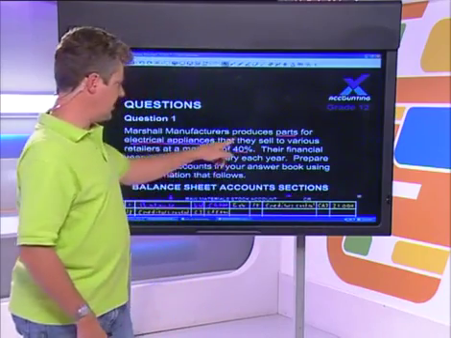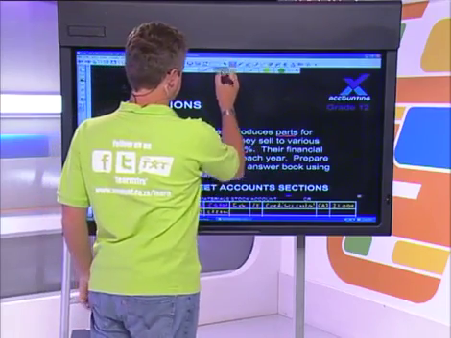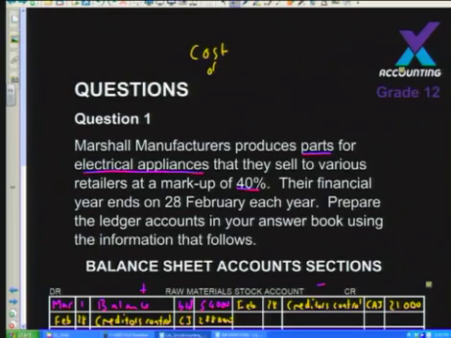This is a vitally important formula because it keeps coming up again and again and again. You need to know how to calculate the cost price if you're given the selling price and the markup. You should remember the formula. Let me just write it up in case you've forgotten. Your cost of sales is always equal to sales times 100 over, in brackets, markup plus 100.